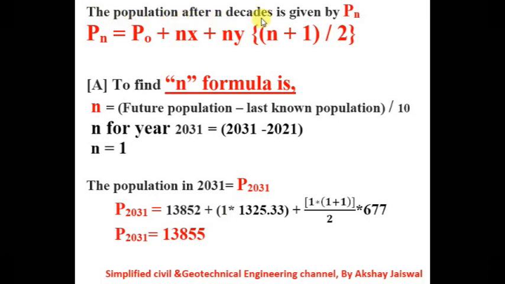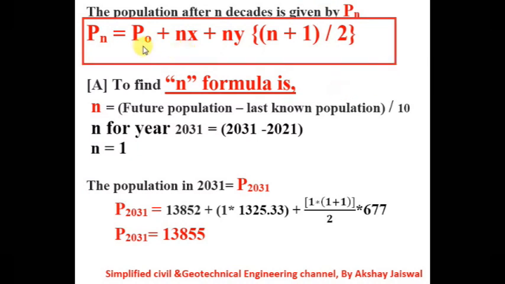The population after n decades is given by the formula Pn is equal to P0 plus n into x plus n into y into n plus 1 divided by 2. To find the value of n, the formula is n is equal to future year minus last known year divided by 10. N for the year 2031 is equal to 2031 minus 2021 divided by 10. We will get the value of n as 1.